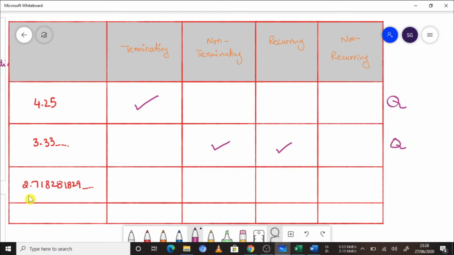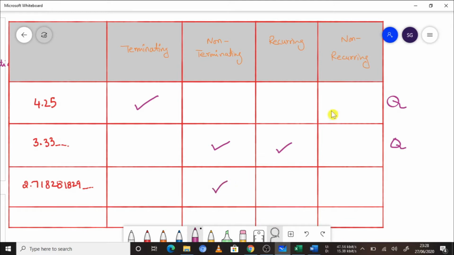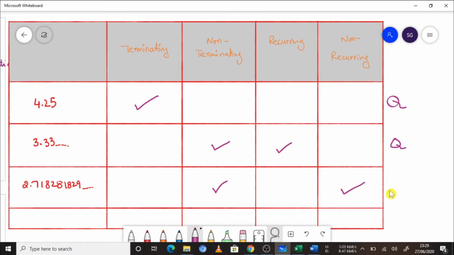But for this number, there is no pattern after the decimal, and it's not ending either. So it's non-terminating and it's non-recurring. So when the two nons are combined together, this will be an irrational number. So guys, this is another way of sorting out that whenever you have terminating, it's defined to be a rational number. If it's not terminating, then it should be recurring to be a rational number. But if it is not terminating and non-recurring, then it's an irrational number.